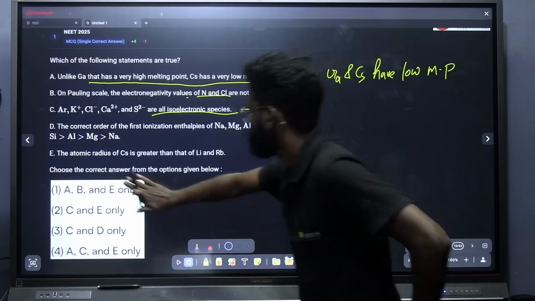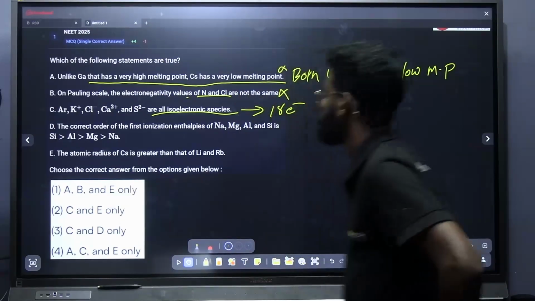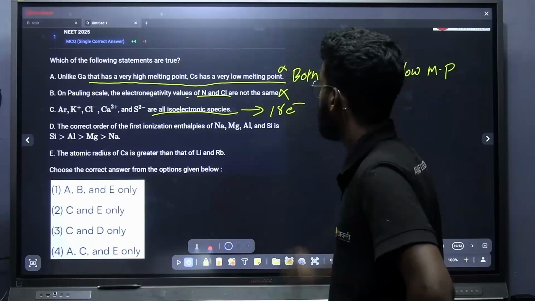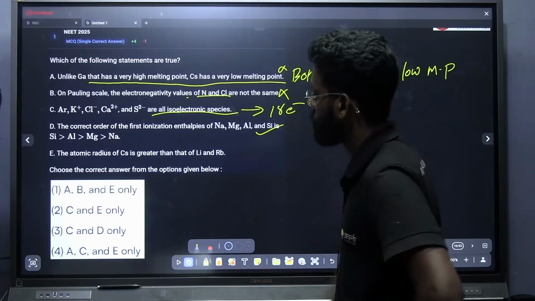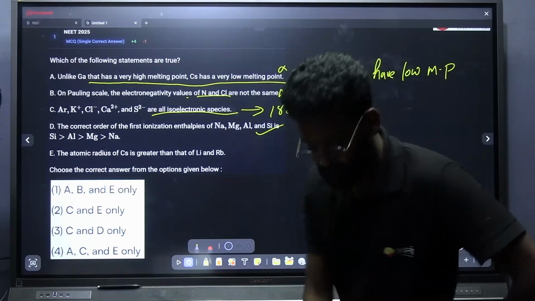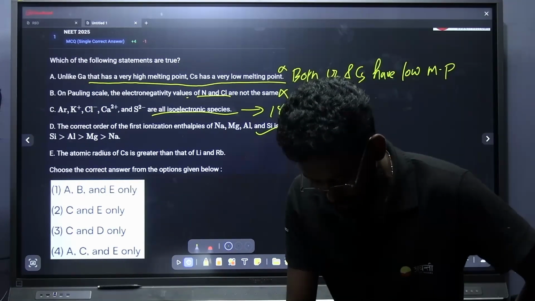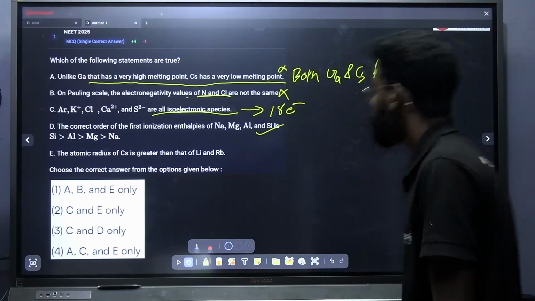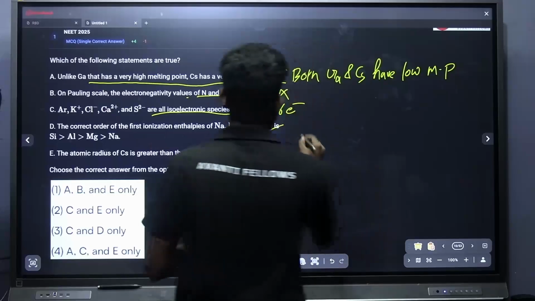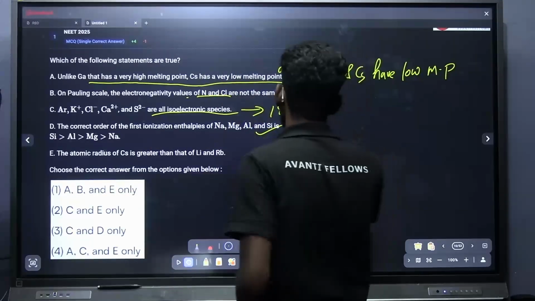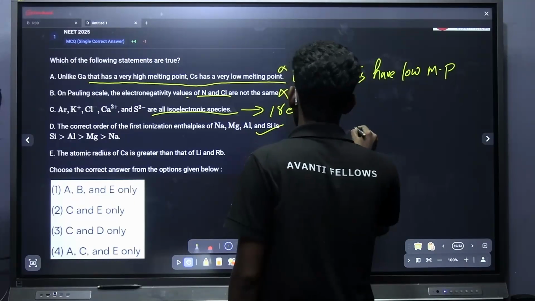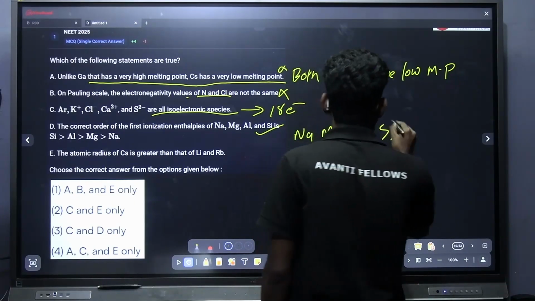Okay, I think it is wrong. Are you sure it is wrong? I said the exceptions are there in the second period but not in the third period. Okay, what is the order? Here you can see, if I am going from left to right, sodium, then comes magnesium, then aluminium, then silicon.